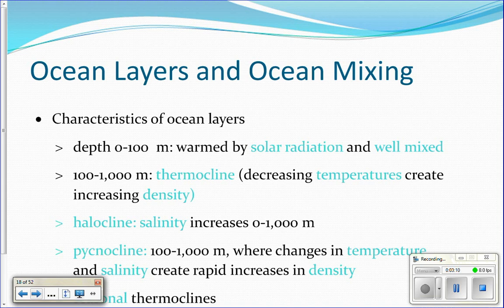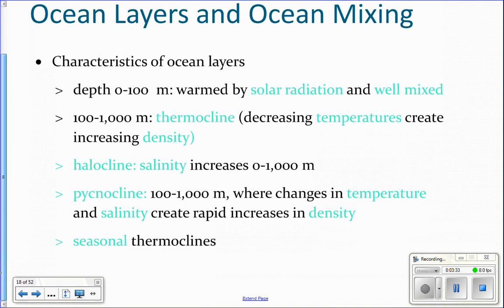If you remember, thermoclines are a rapid change in temperature with depth. So between 100 and 1,000 meters, you get a drastically dropping temperature. That's because you reach a point where the sunlight doesn't really affect the water in the ocean anymore because it can't penetrate to that depth. So you get decreasing temperatures very, very rapidly, which means density increases.